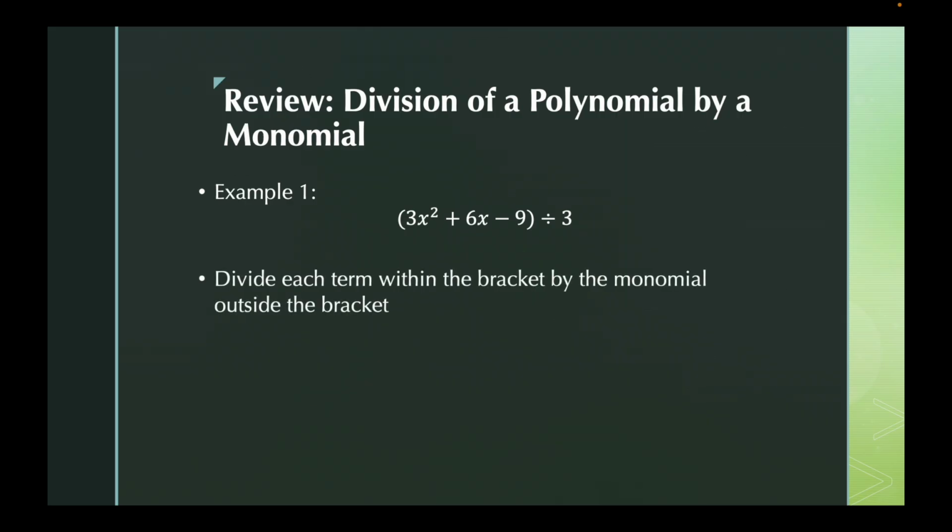First, we're going to review division of a polynomial by a monomial. Here is a polynomial divided by the monomial 3. What you should remember is you should divide each term within the bracket by the monomial outside the bracket. So in this case, you're dividing each term in the polynomial, in this case a trinomial, by the monomial 3, and then you would get the answer x squared plus 2x minus 3. I also have a more detailed video lesson on division of a polynomial by a monomial that I'll link here.